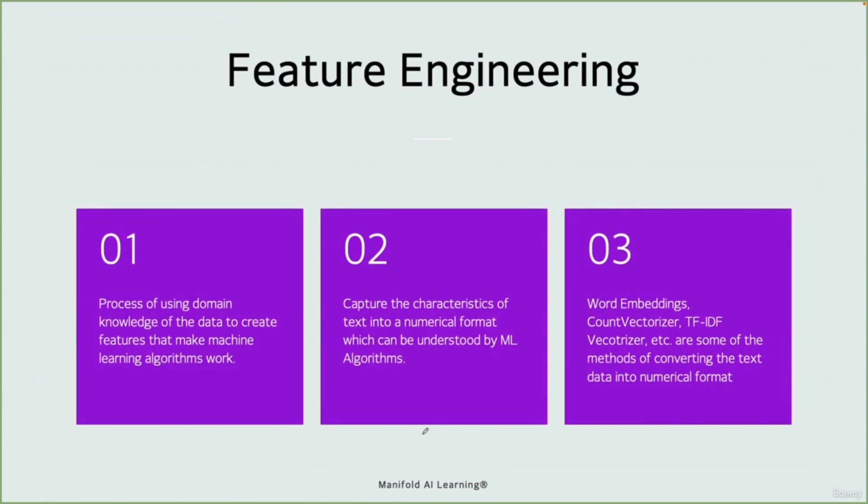Once you pre-process the data, the next thing that you do is proceed with the next step of feature engineering. This is an important step because this is where I'll be using the domain knowledge of the data to create the features that make machine learning algorithms work. This is a step where you'll be converting the text data into a numerical format.